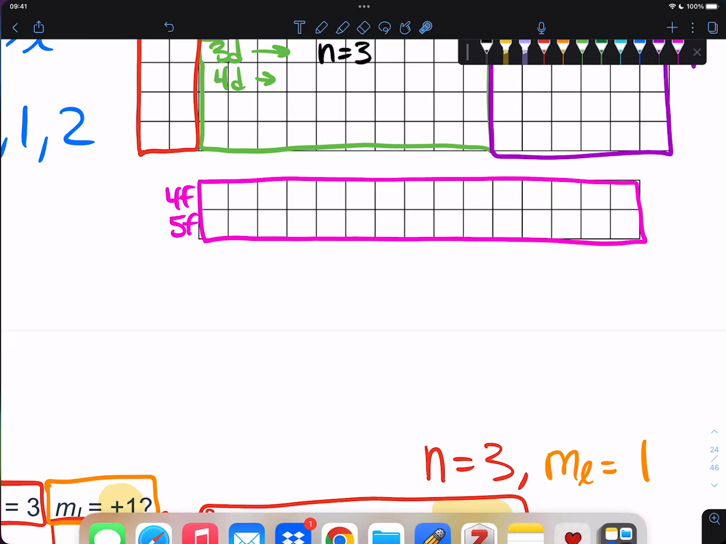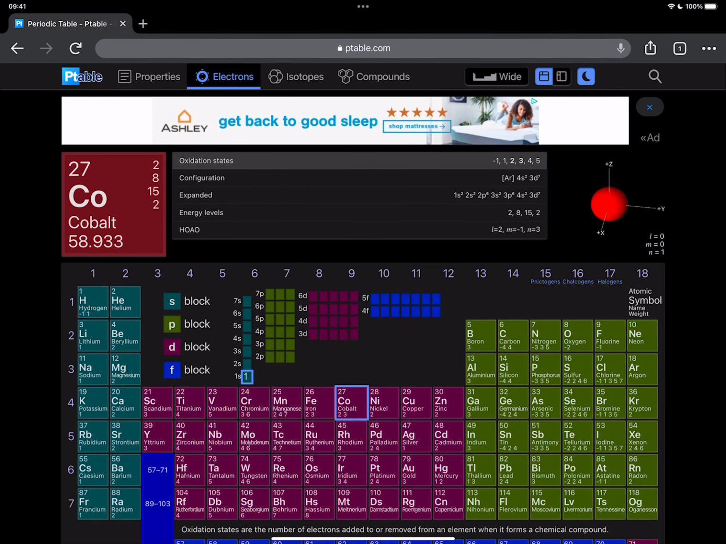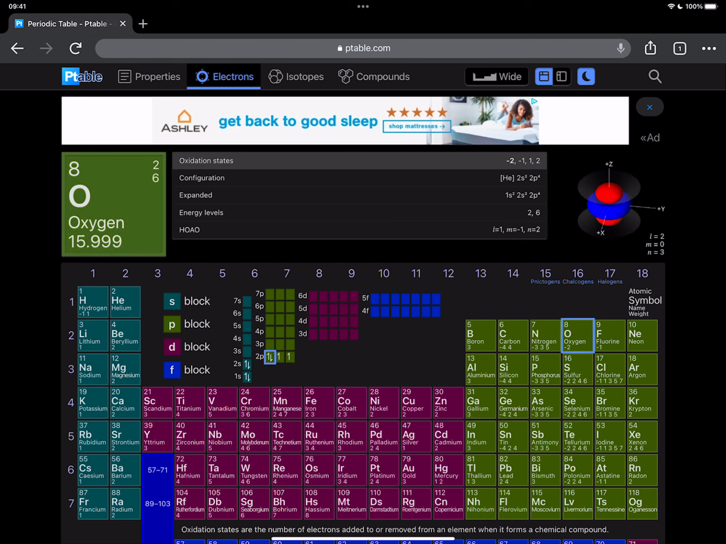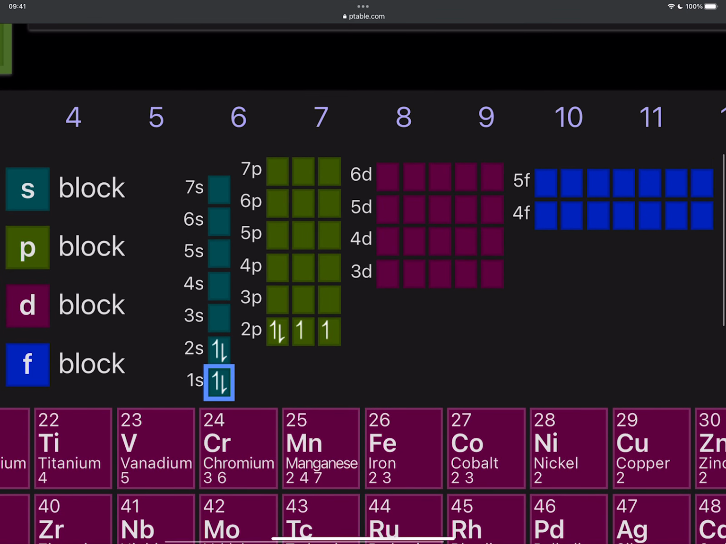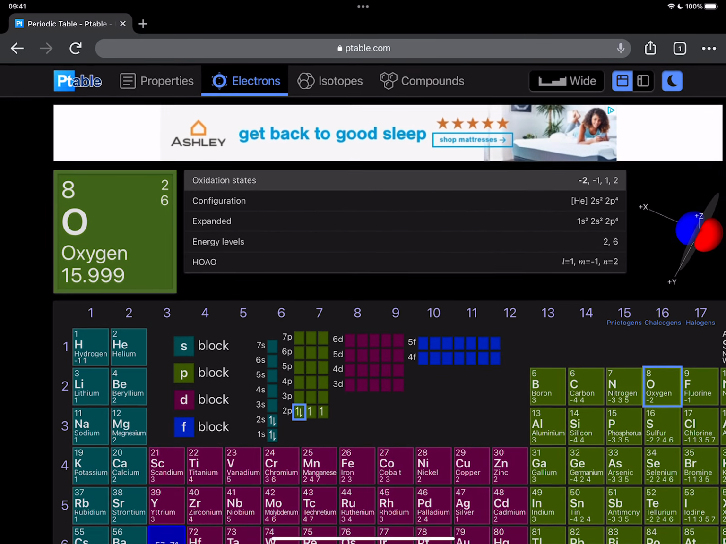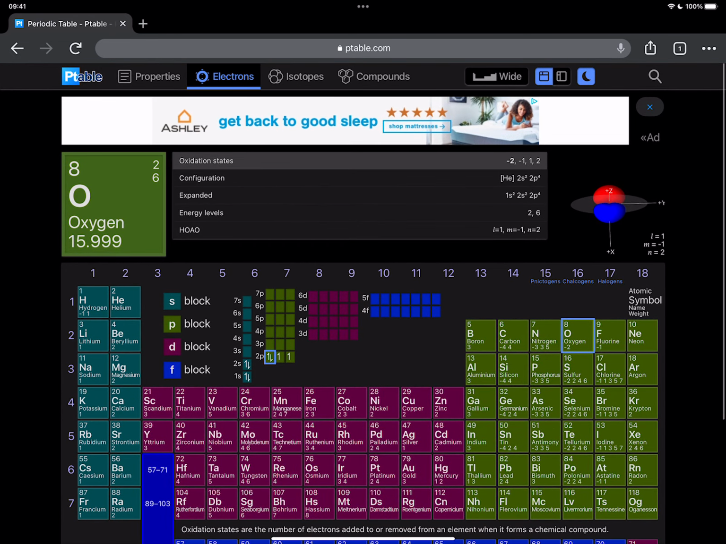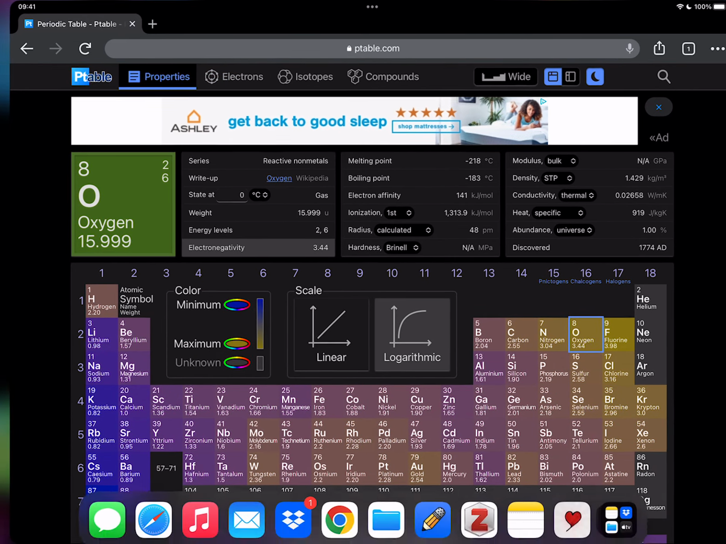This is a really good site, by the way, to study. It's ptable.com. If you click on electrons, it actually shows you electron configuration for stuff. So if you're wondering what the electron configuration and the orbital diagram for oxygen are, you can clearly see it's 1s2, 2s2, 2p4, and you have a paired set and some unpaired electrons. You could also see it right there. So this is a really great site. It also shows you the energy levels and all that kind of stuff. Just a good resource to study.